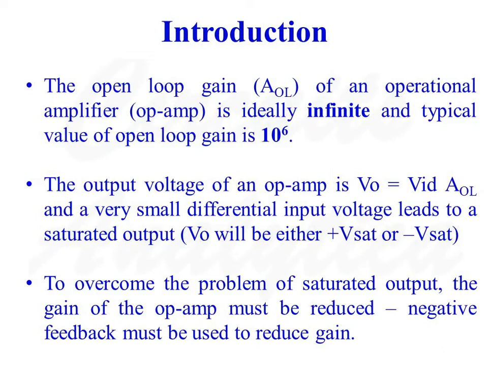A very small differential input voltage VID leads to a saturated output when the operational amplifier is in open loop. To overcome the problem of saturated output, the gain of the opamp must be reduced. That is, negative feedback must be used to reduce gain.